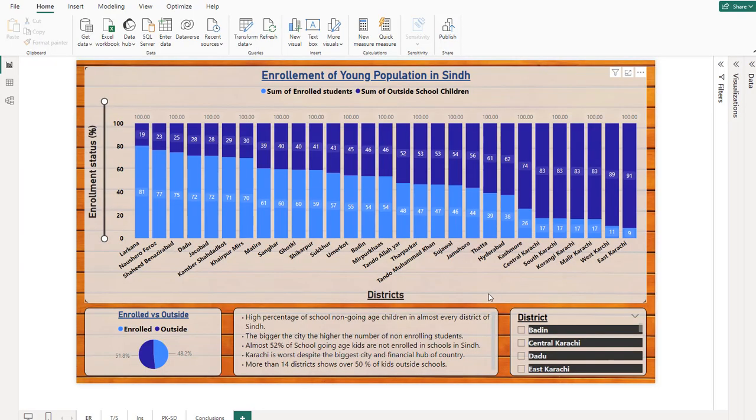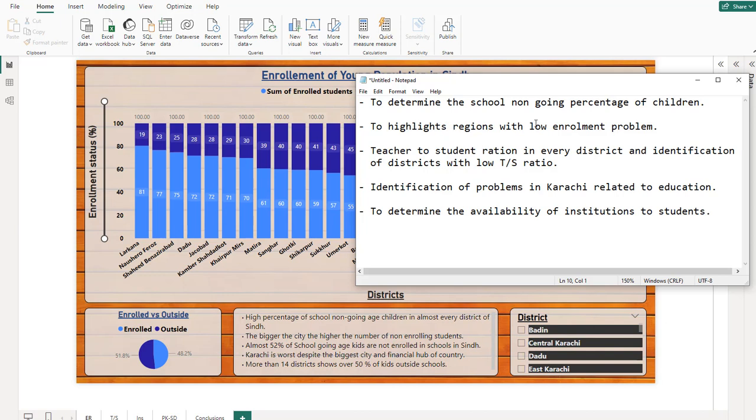So this is basically a dashboard which I made for our education department. We had the data from the education department in which we needed to determine some questions, such as how many students of school-going age are not actually going to school. And we also need to highlight the regions with the low enrollment problem.